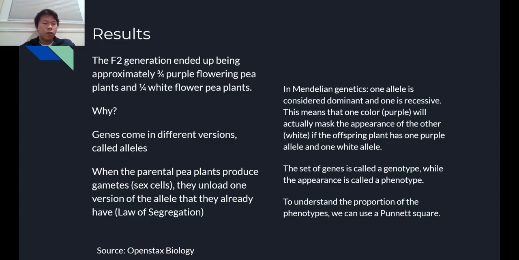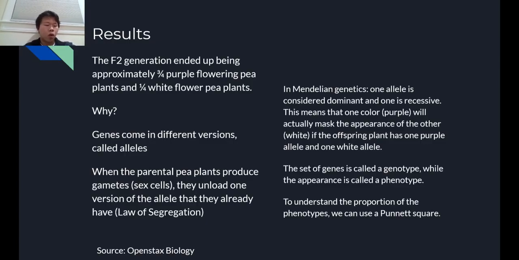So this is how we have genetics, where genes come in different versions. We'll call those alleles. So for example, you can have an allele for a white flower, an allele for a purple flower. So in this case, when the parental pea plants produce gametes, so like on the stamen and on the pistil, they will give one version of the allele that they already have. And we'll get into a lot of segregation in a future lesson. So in this case, every plant has two alleles.